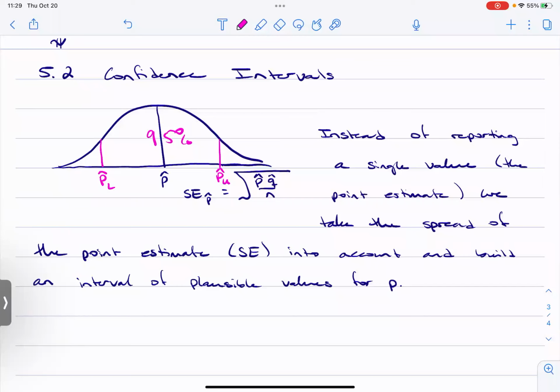So 95% is going to be our default. We will be able to do other confidence levels, but we need to start somewhere. Okay.